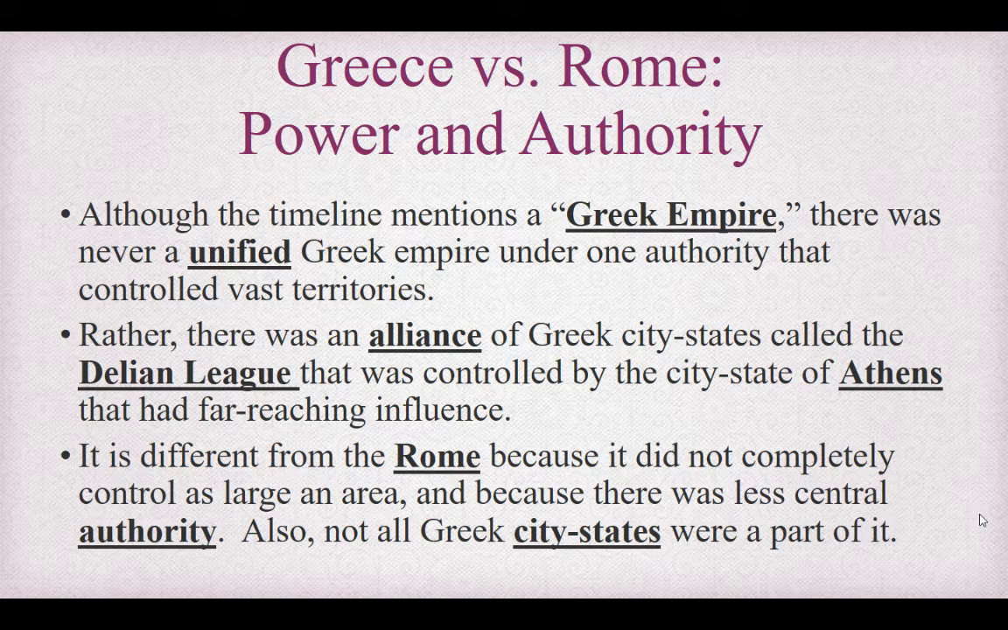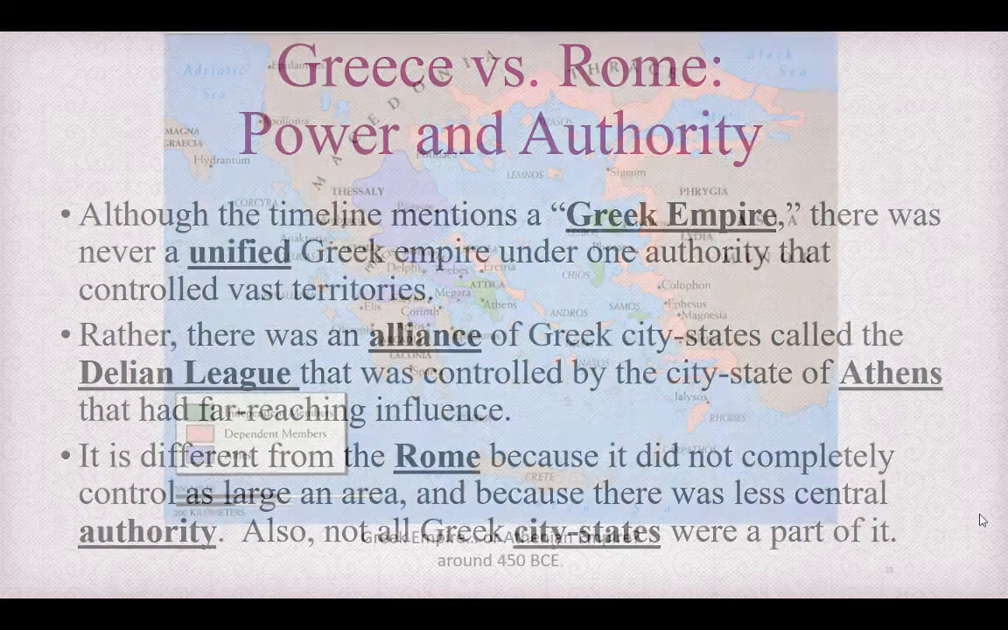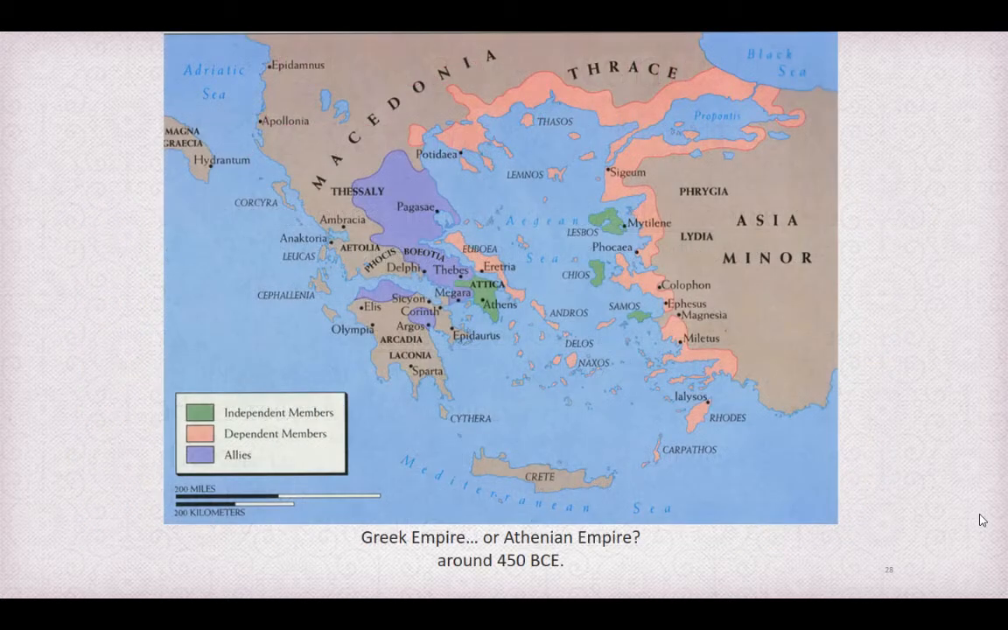of Greek city-states called the Delian League that was controlled by the city-state of Athens that had far-reaching influence. It is different from Rome because it did not completely control as large an area and because there was less central authority. Also, not all Greek city-states were a part of it. So again, we start to question whether this is a Greek or Athenian empire.